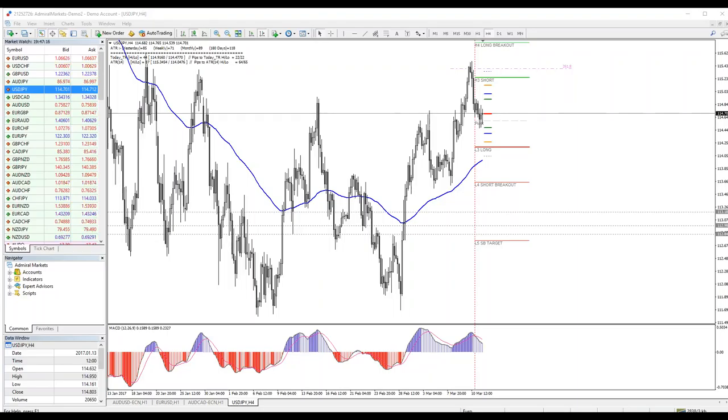Sin is asking, what broker time should be used on 4-hour and daily? Well, I trade with Admiral Markets, and Admiral Markets time is, at this point, GMT plus 2. At the end of March, it will be GMT plus 3, and it actually corresponds to New York close time. So now it's GMT plus 2, and at the end of March, when clocks are adjusted, it will be GMT plus 3.